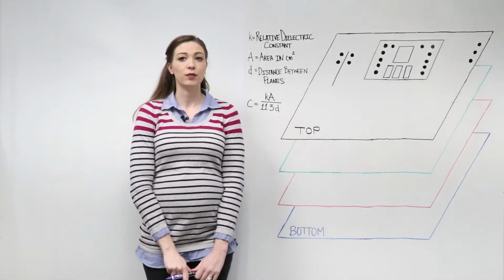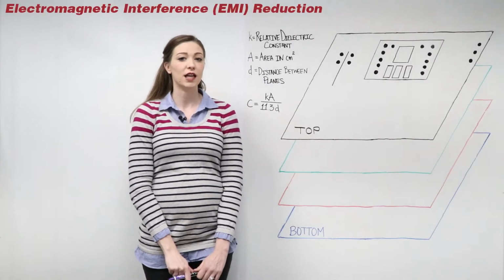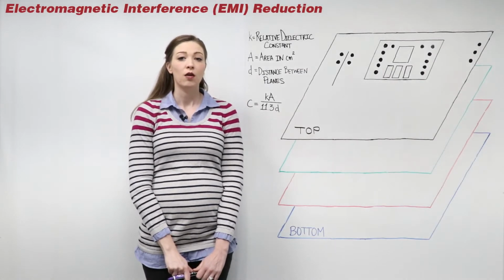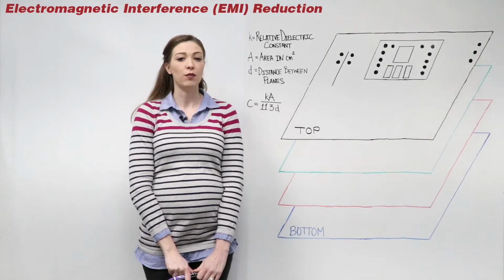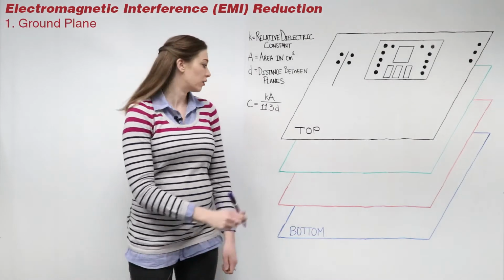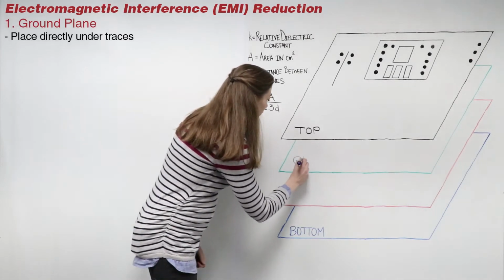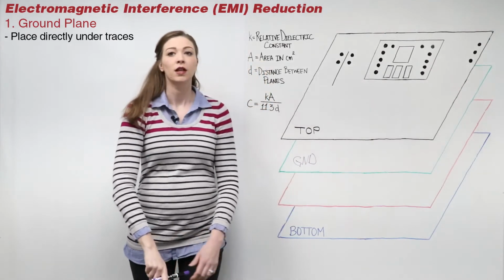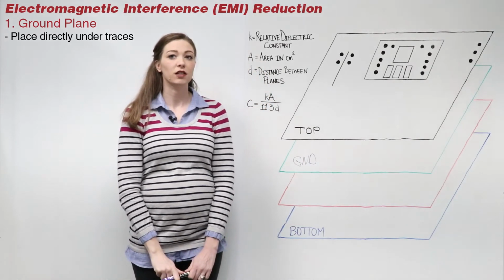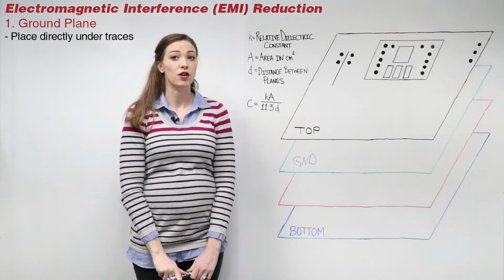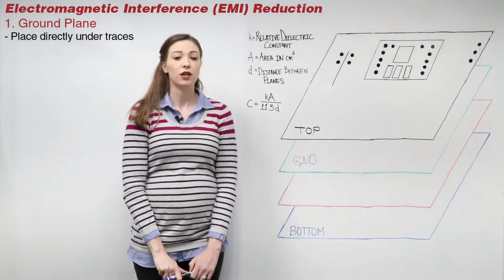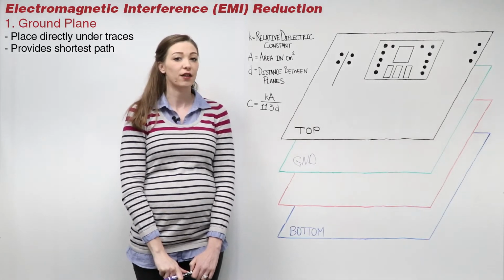Another use of a copper plane is to reduce electromagnetic interference, or EMI. One of the best ways to reduce EMI in a board is to place a ground plane underneath the traces. This is because current always seeks to close its circuit by returning to ground. Placing a ground plane directly below the traces provides the shortest path.